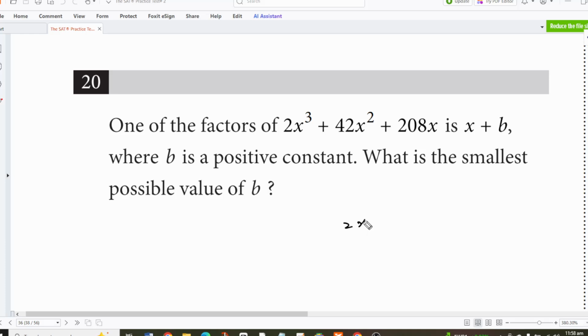So this is 2x cubed plus 42x squared plus 208x, divided by x plus b. I think now it has started ringing bells. So let's see how we can crack it using Desmos.